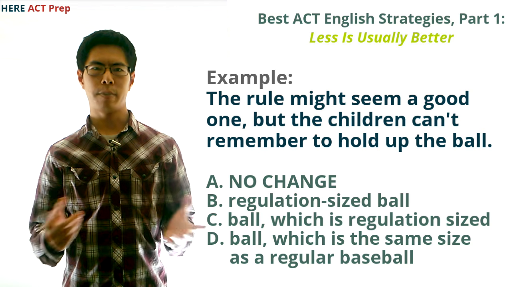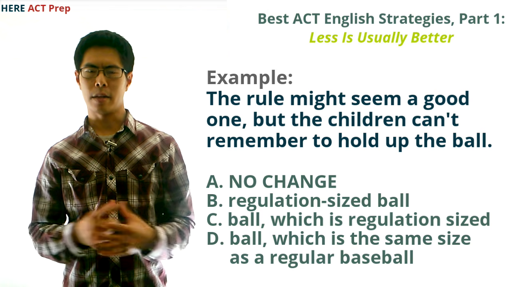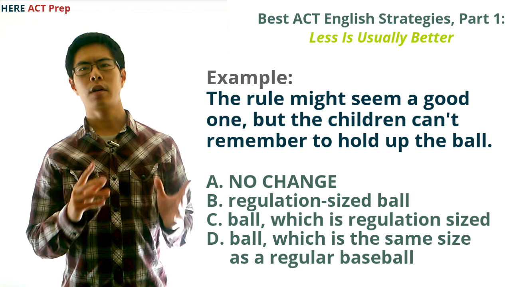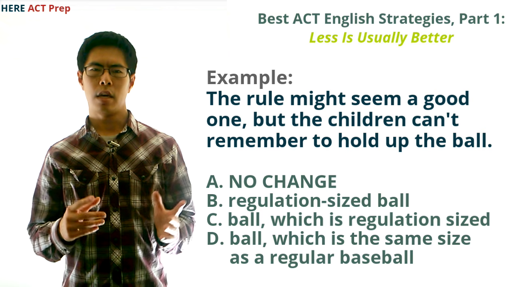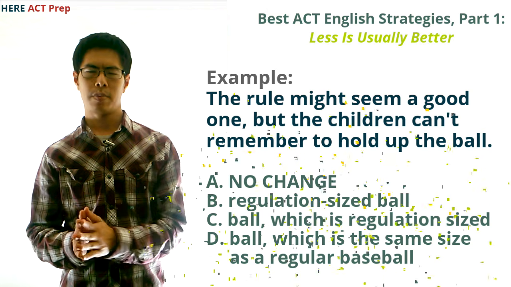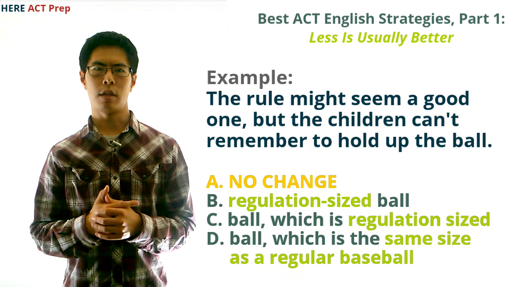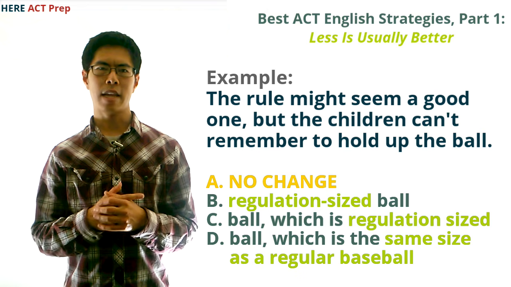Some students get confused by questions like this because technically all the choices work and are correct grammatically. But what the ACT is testing here isn't grammar, but rather effective writing. So the question you should ask here is, which choice says what is needed and nothing more? Well, 3 of the choices mention the ball being regulation sized, which should immediately raise red flags for at least 2 reasons.